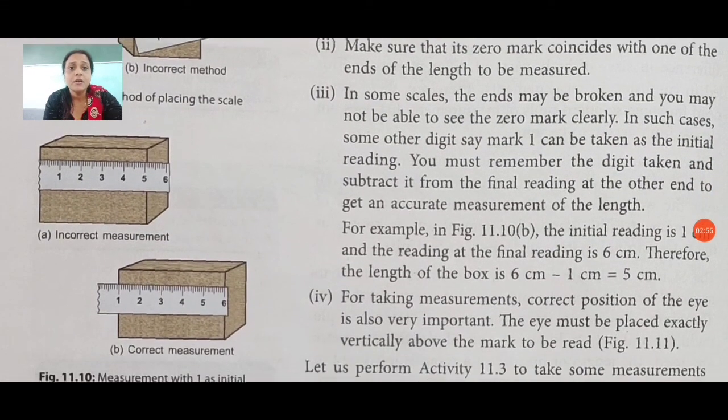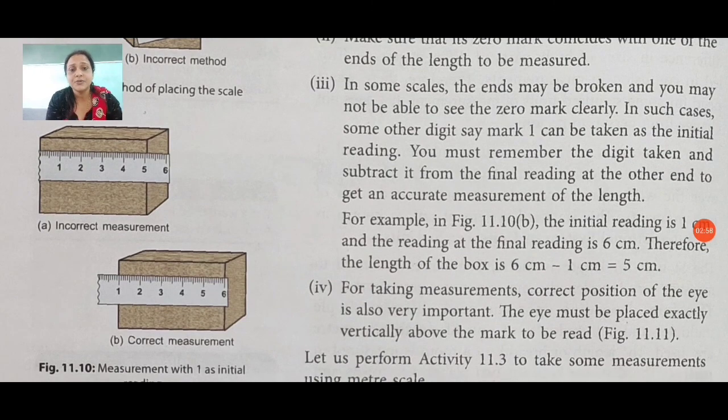In our figure, incorrect measurement and correct measurement, you can see in figure 11.10, measurement with 1 as initial is incorrect measurement. If we have no zero on our scale, then we can observe 1 as 0 and try to measure. But always remember to subtract the digits according to the given numbers. For taking measurement, the correct position of the eye is also very important. The eye must be placed exactly vertically above the mark to be read.